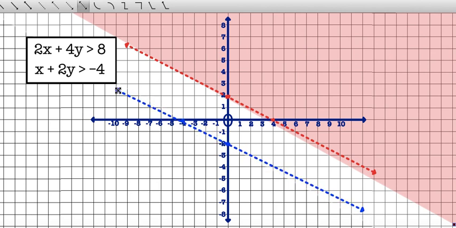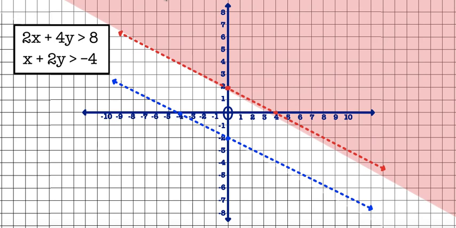And you'll notice here that these lines are also parallel like our previous lines. And we're going to use the coordinate 0, 0 to see where we should shade. So here we have 0 plus 2 times 0, which is just 0, is greater than negative 4, which is true. So we are going to shade the side with 0, 0.